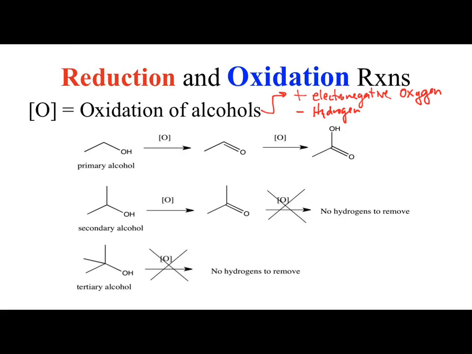It doesn't occur, and our oxidation ceases. Okay? So we've got 3 different types of alcohols, our primary, secondary, and tertiary, which we've already talked about. So it's where our alcohol is attached, how many carbons are attached to it.